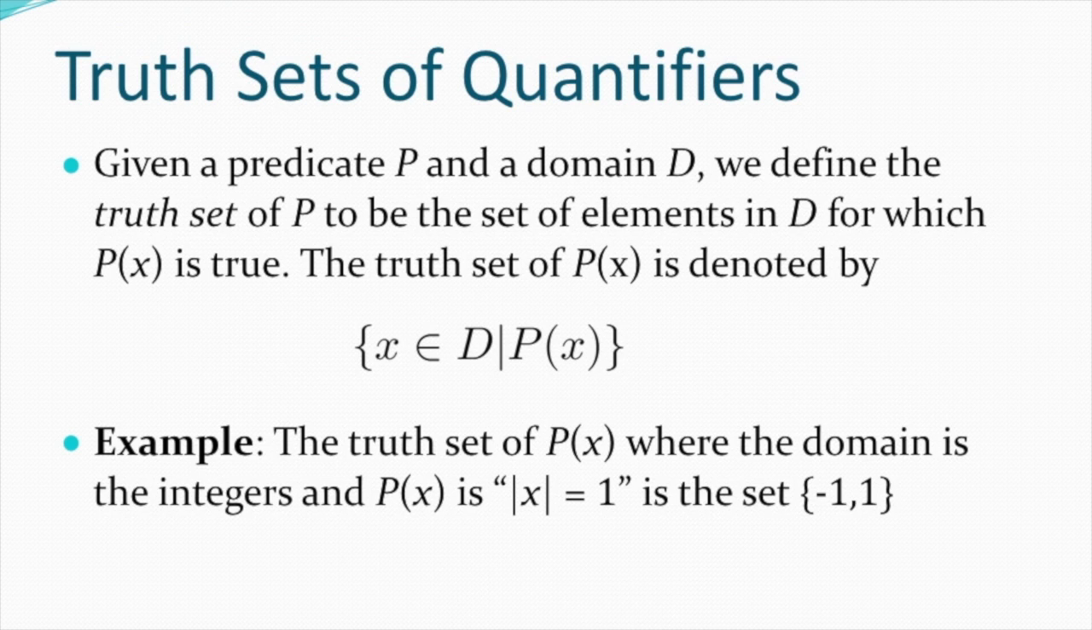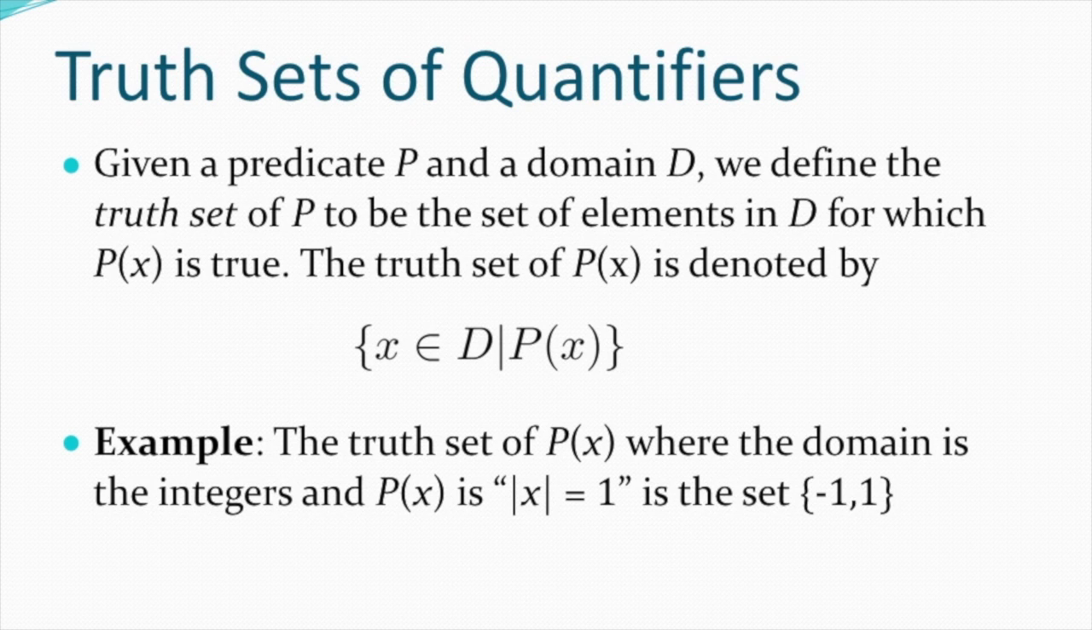The last thing before we start our activity is, if you have a predicate like capital P, which is basically a mathematical description of a rule, and a domain D, and domain D could be the universal set, the big set that contains everything in the universe. We define the truth set of P to be the set of elements in D for which P of x is true. Here we are talking about P of x as a function that should be true in terms of logic. So the truth set of P of x is denoted by the x that is an element of D where it satisfies the function P of x, or it is a true value.